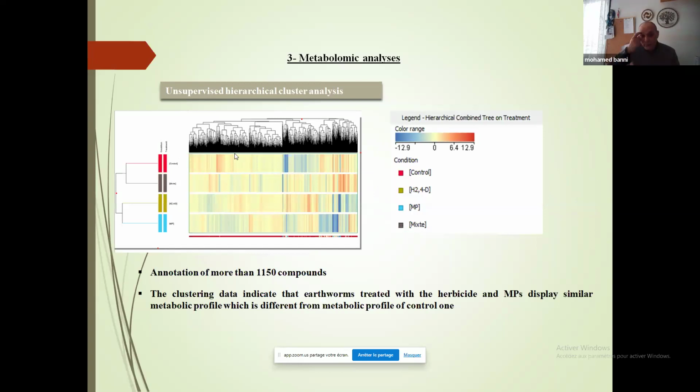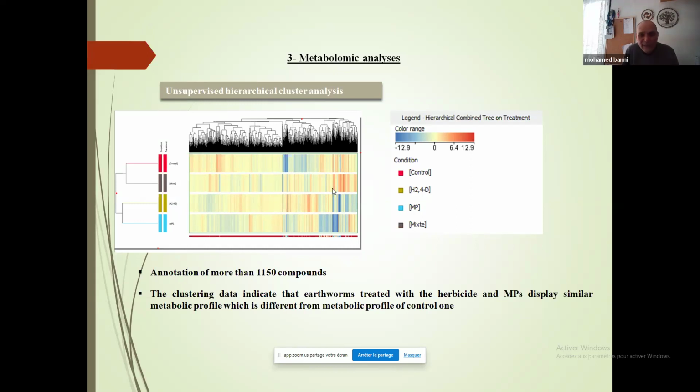Second, this is the metabolomic analysis. As you can see, the main metabolites that we found are more than 1,150 compounds. All these metabolites have been ranked here through a heat map to show that, for example, the control and those exposed to 2,4-D, microplastic and the mixture do not have the same metabolites. So we have different classes of bacteria with respect to the condition and different classes of metabolites with respect to the condition.